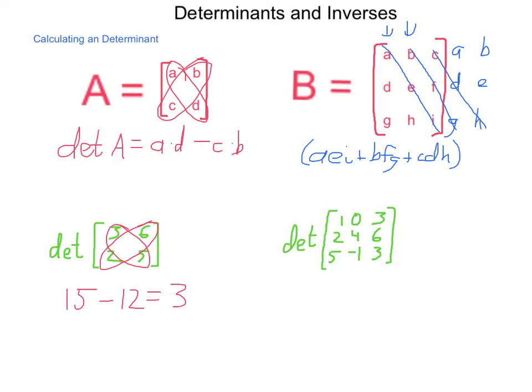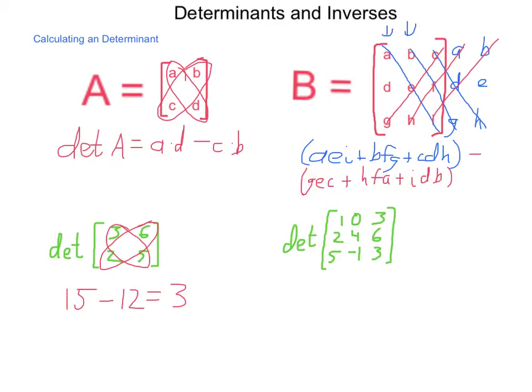Next, I'm going to take the bottom-up diagonals. That'll be G, E, C plus H, F, A plus I, D, and B. Add those together and subtract them to get my determinant.